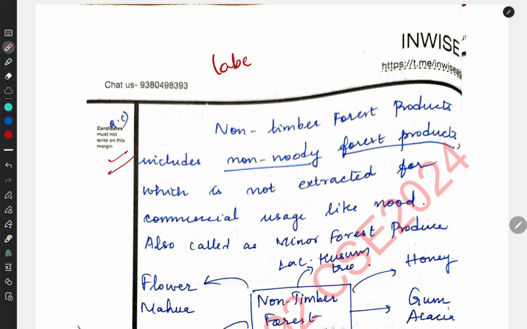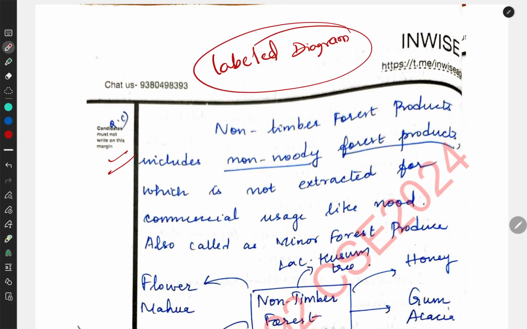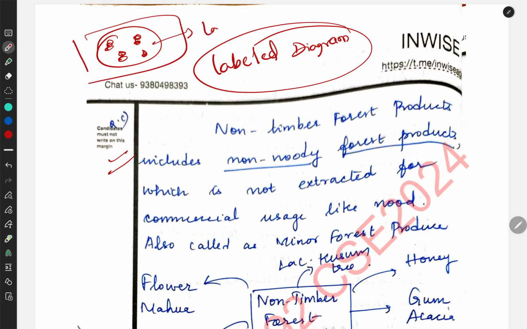Labeled diagrams. I told the students in my test series to draw diagrams. But the mistake they made is that they draw the diagram, simple, and put it in a box. Suppose this is the chloroplast. If you do not label it, how can the evaluator know what the diagram is? You should mention that this is the thylakoid, this is the grana, this is the stroma, and mention that the figure represents the chloroplast.